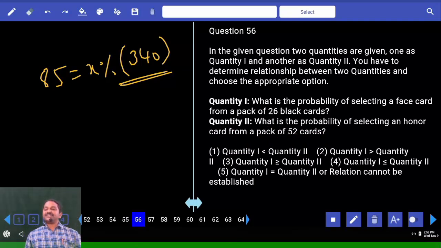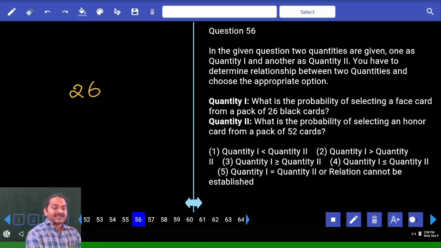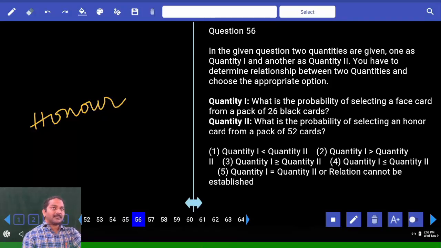Q1, Q2. What is the probability of selecting a face card from a pack of 26 cards? Total 26 cards are there. In a pack of 13 cards, how many face cards will be there? How many honor cards will be there? Is there any difference between face cards and honor cards?